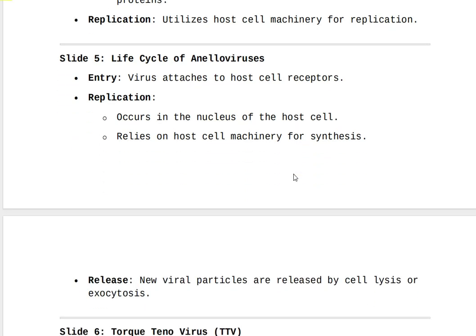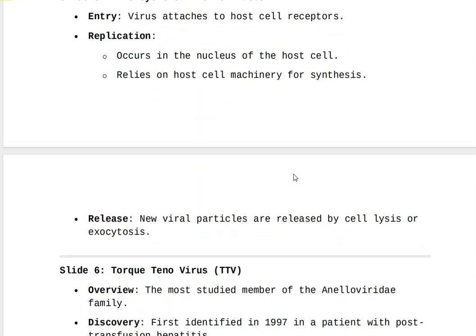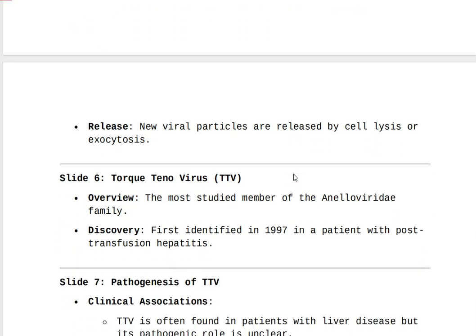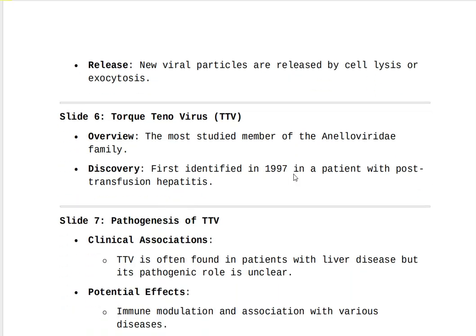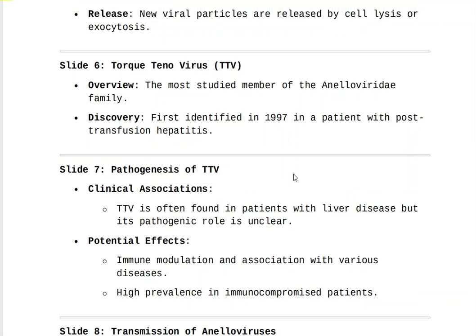So how do they cause infection? They enter the host cells by receptors. They replicate inside the nucleus, and then they rely on the host cell machinery for synthesis of the DNA. Release, the virions will then be released by cell lysis or by exocytosis. So this is a little different from the previous virus.